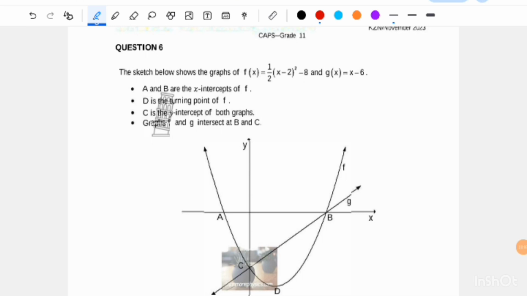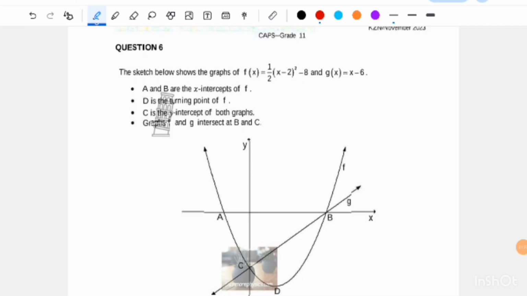A and B are the intercepts of f, D is the turning point, and C is the y-intercept of both graphs, right? Graphs f and g intersect at points B and C. So you're given all this information so that you don't make assumptions, because other people assume point D is a turning point if they were not told. It can look like a turning point but not be one unless you are told or given. In this case, they've made life easier.